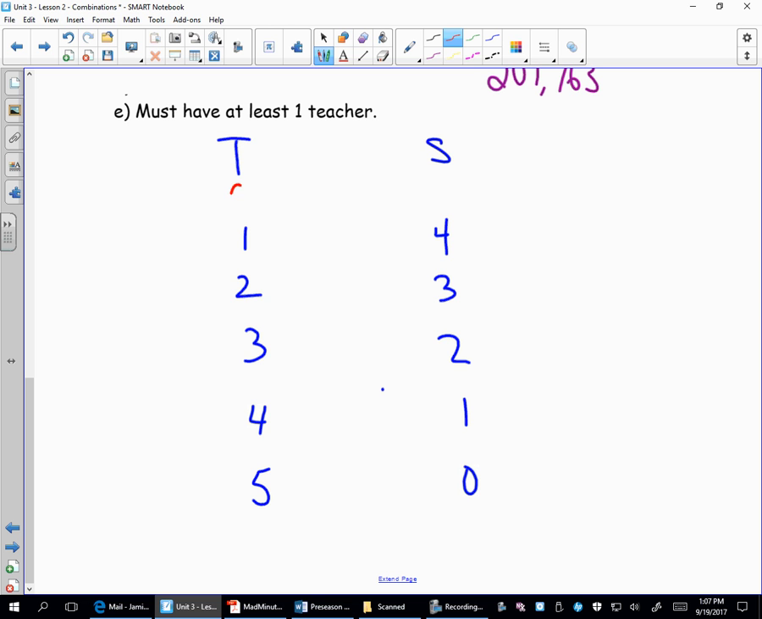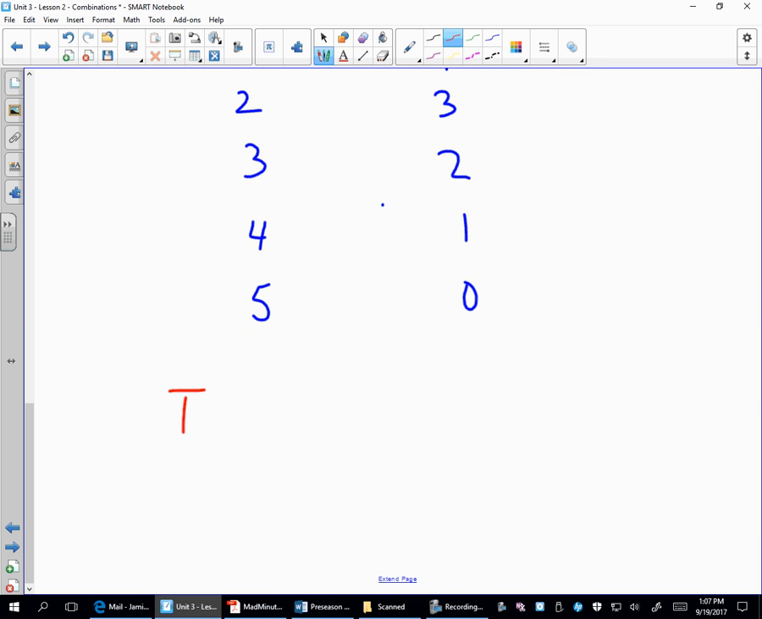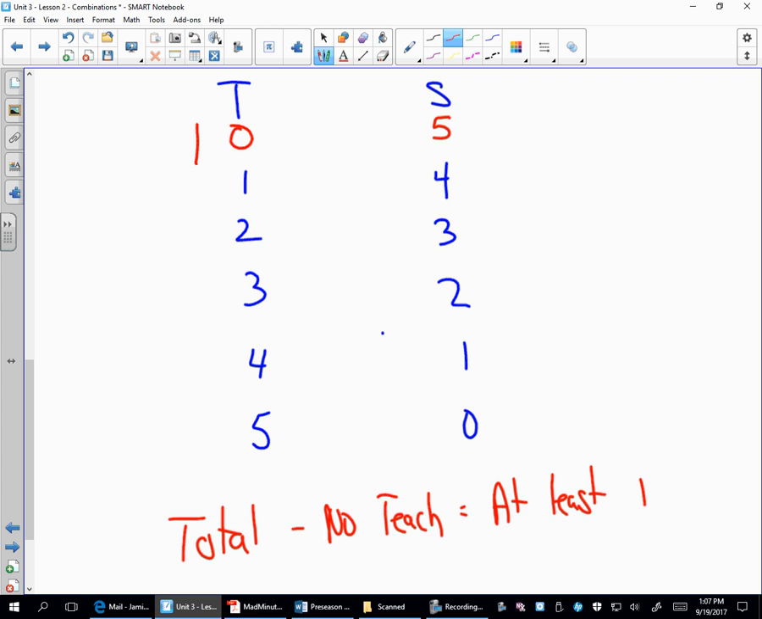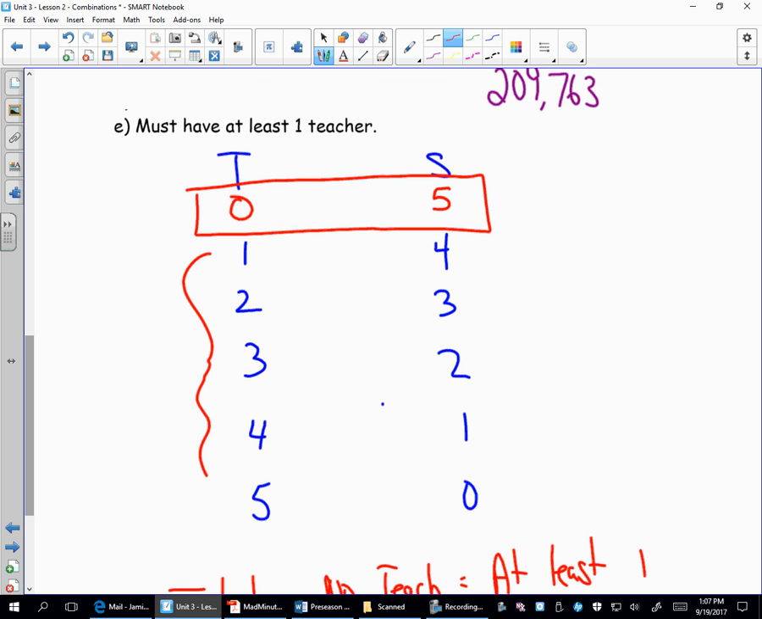We're not allowed to have the case of no teachers and 5 students. If I take my total and I get rid of the case of no teachers, I'll be left with the case of at least 1. Like this table that we just made here shows every possible combination of teachers and students. So if I get rid of this 1, I'll be left with all of this without actually having to calculate them all. So let's look at that first case. No teachers, that's 15 choose 0 times 18 choose 5.